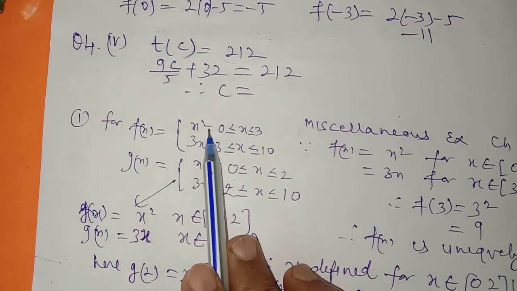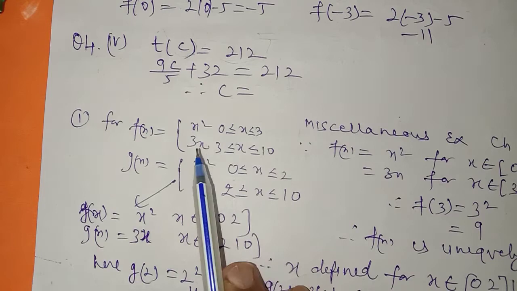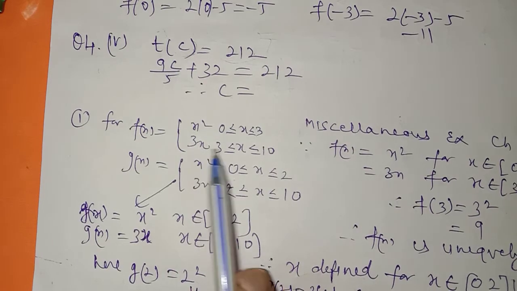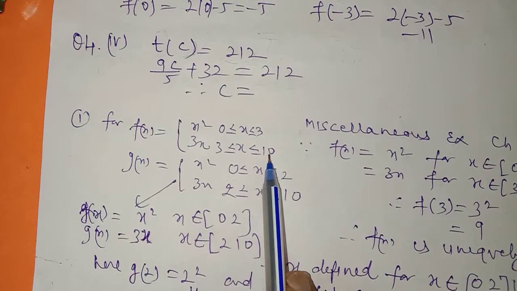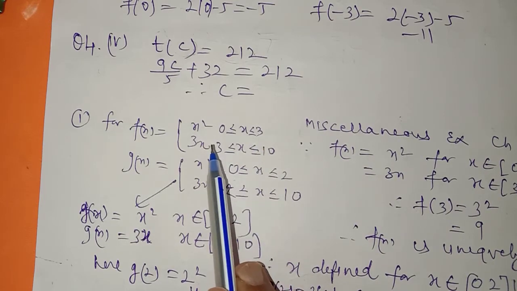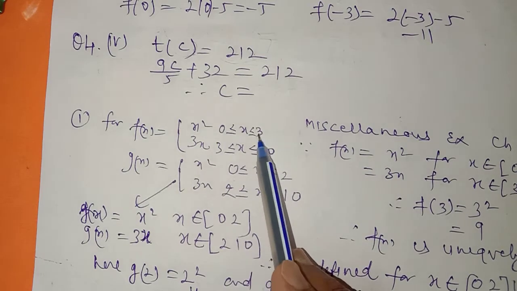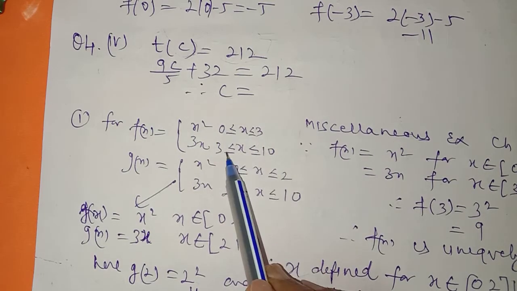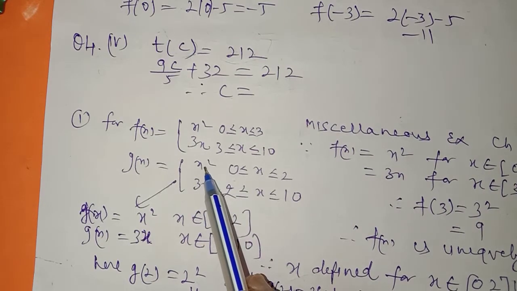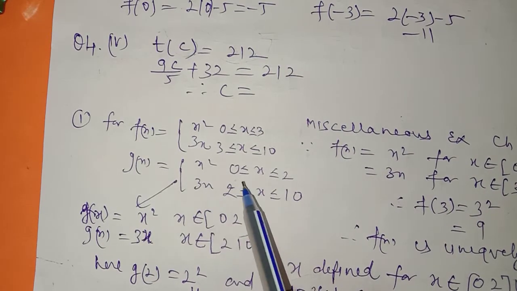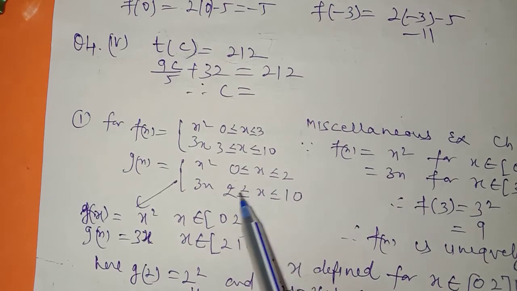f(x) is equal to x square when x is greater than or equal to 0 and less than or equal to 3. And again f(x) is equal to 3x when x is greater than or equal to 3 and up to 10. It means the domain of the function is 0 to 10, with 3 common in both the cases. Similarly, here also we have the function as x square and 3x, and the domain of this function is from 0 to 10 with 2 common here.